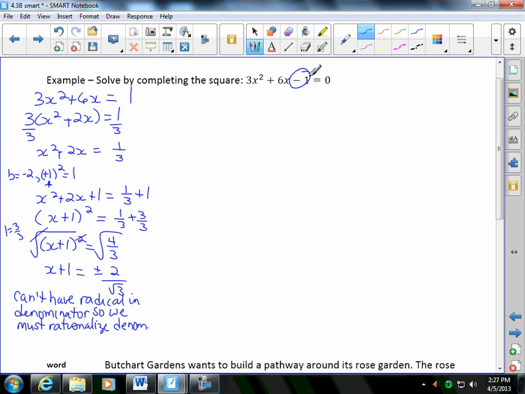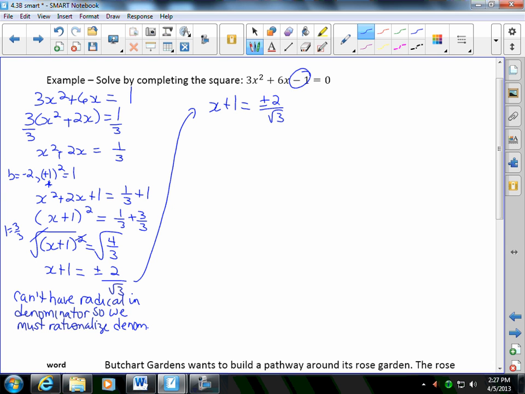And all rationalizing the denominator means is that whatever the radical is on the bottom, we're going to multiply that to the top and bottom of that fraction. So this, and I'll just continue it up here, and I'm just looking only at the radical side. Nothing changes on this side. So x plus 1 is equal to plus or minus 2 over square root 3.